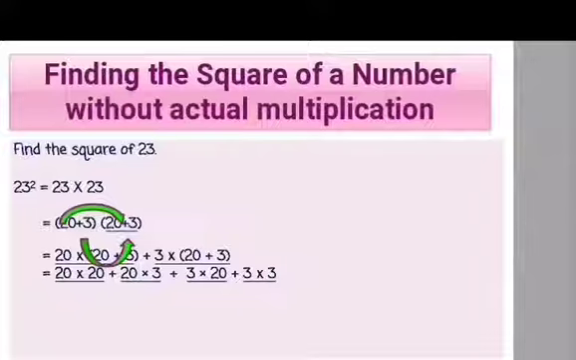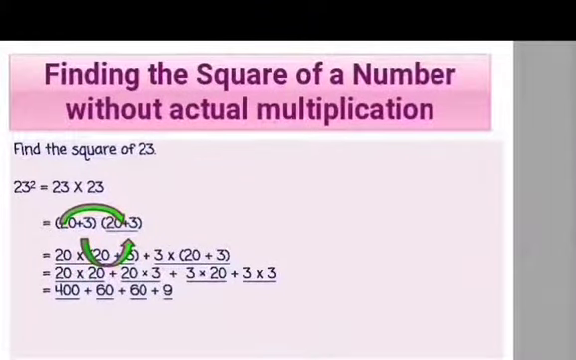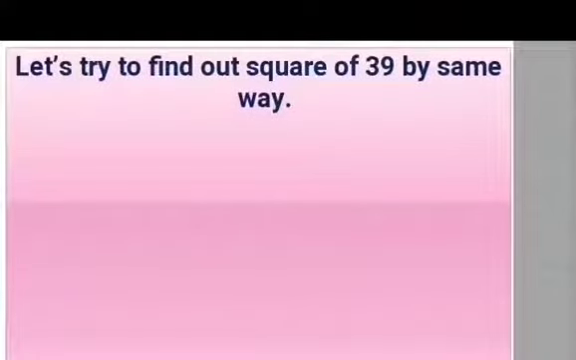After solving, we will multiply 20 with 20, which is equal to 400, then 20 with 3, we get 60. Similarly, 3 will multiply with 20, and by using distributive property, we get 60. Then again 3 will multiply with 3, which is equal to 9. After adding them, we get 23 square is equal to 529.